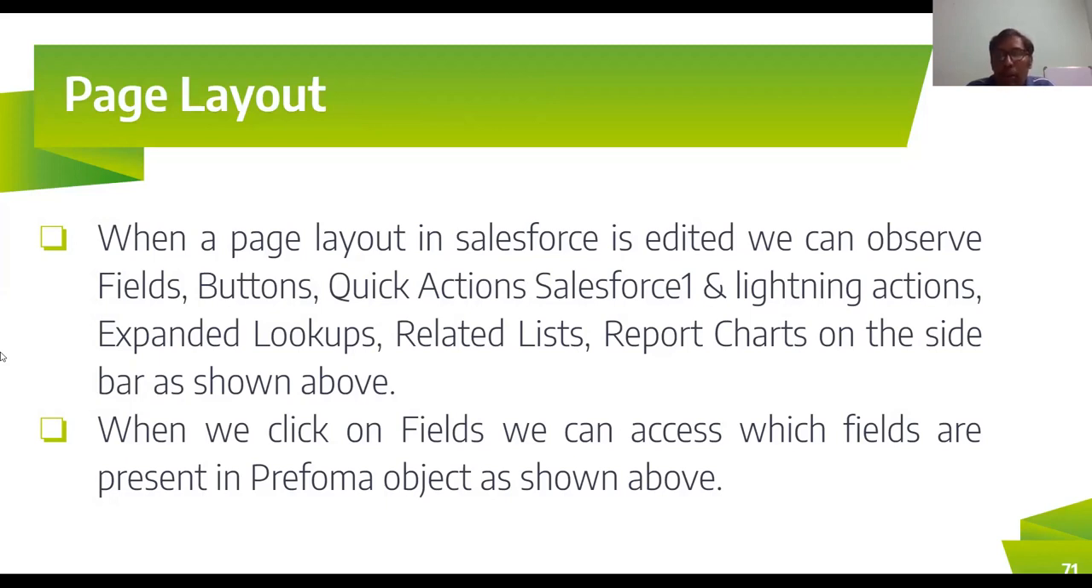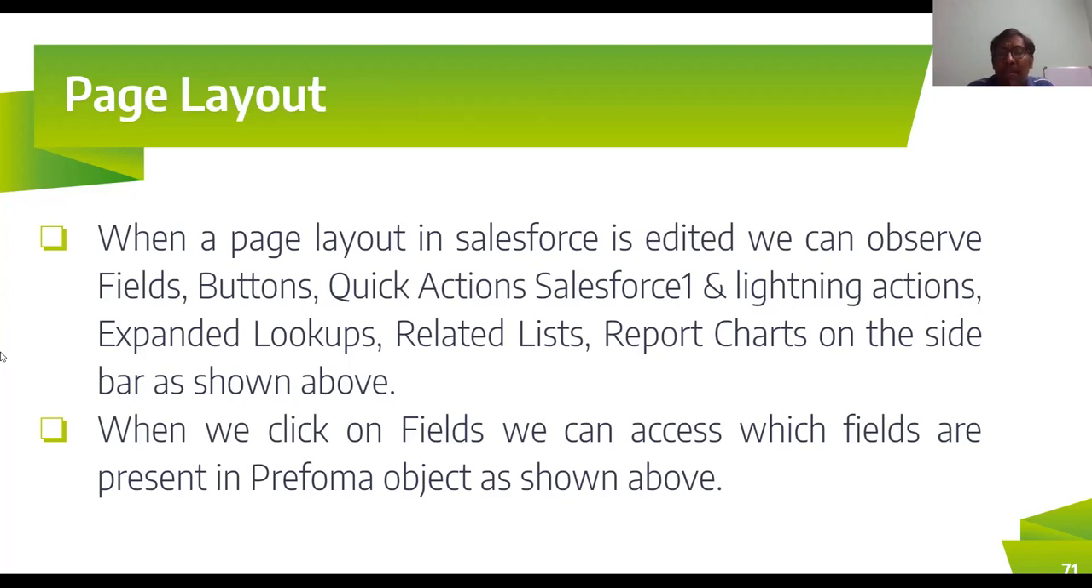When you go to the edit page, on the top left-hand side, you can observe that fields will be there, buttons will be there, links will be there, quick action, Salesforce 1 and lightning action will be there, expanded lookup will be there, related list will be there. When you click on related list, it will take you to the related list section. When you click on Salesforce 1 and lightning action, it will take you to that section. When you click on button, it will take you to the button section. So that's how the page layout will be designed.